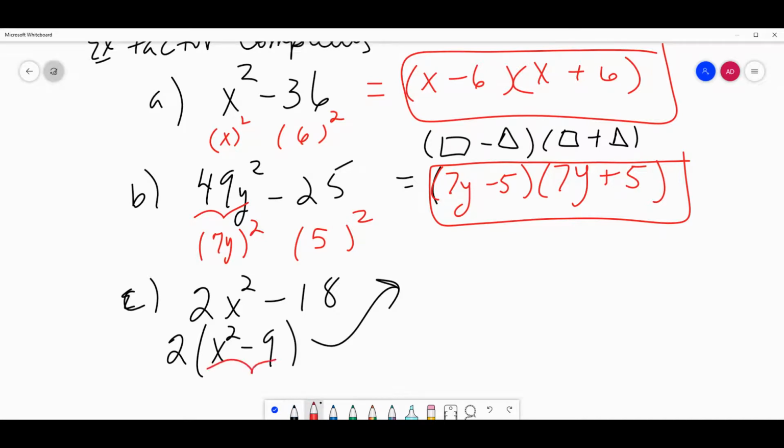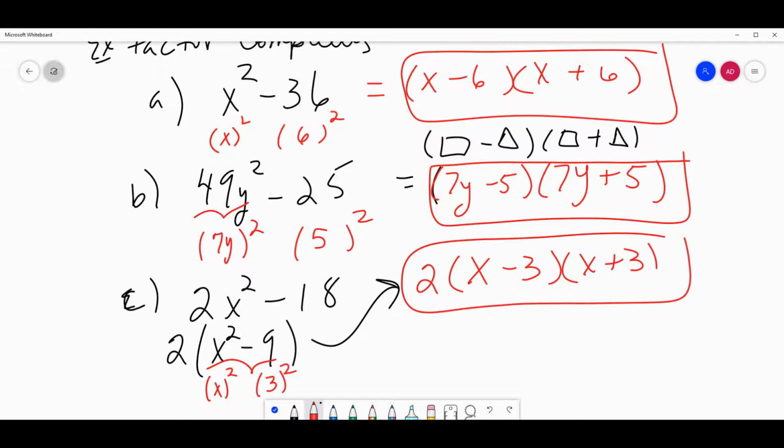Now, look what you got. You have the difference of two squares, x squared minus 9. So that 2 is just going to sit on that side. My box is x. My triangle is 3. Why? Because the square root of x squared is x, and the square root of 9 is 3. So I get x minus 3 and x plus 3. Crazy fun. I know.